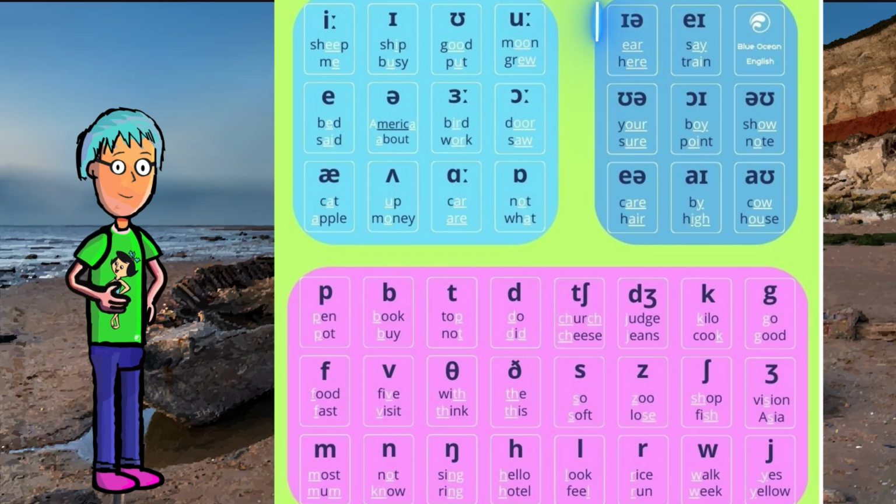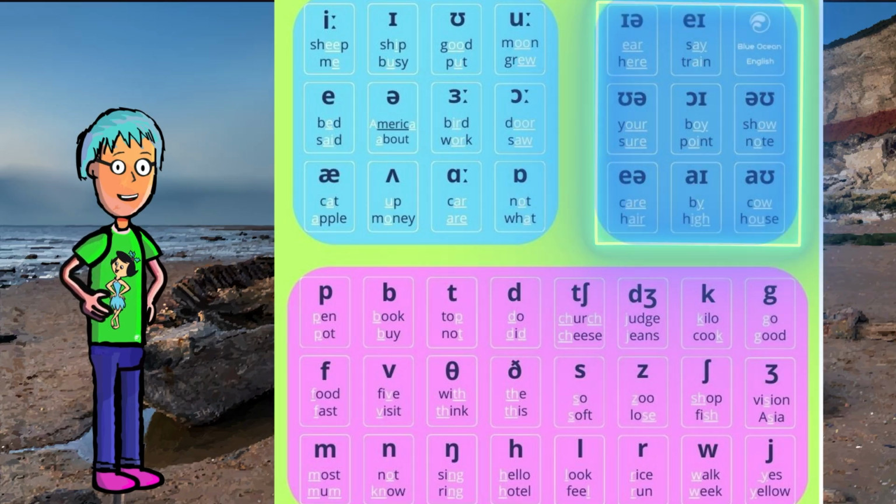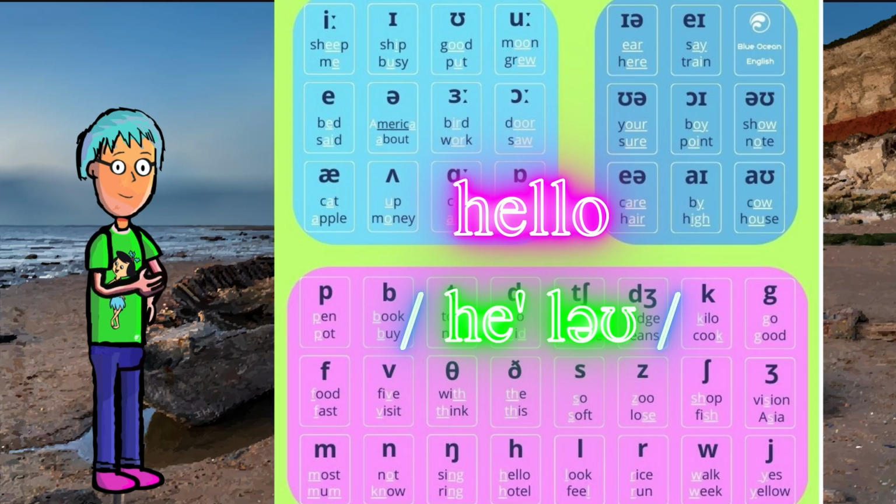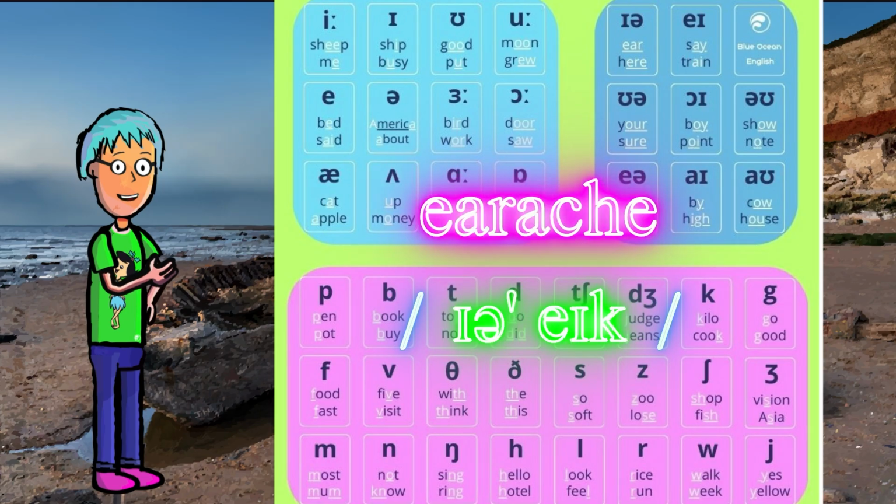Okay, now let's look at some words using the double vowel sounds. So the first word I've got for you is hello. So hello is written like this. So he, short sound, and then o, hello. Then the next word I have for you is a good word because we can use these two symbols together. The word is earache. Earache is when you have pain in your ear. So earache is just these two symbols together and just the k sound at the end. Ear, a, k, ache, earache.